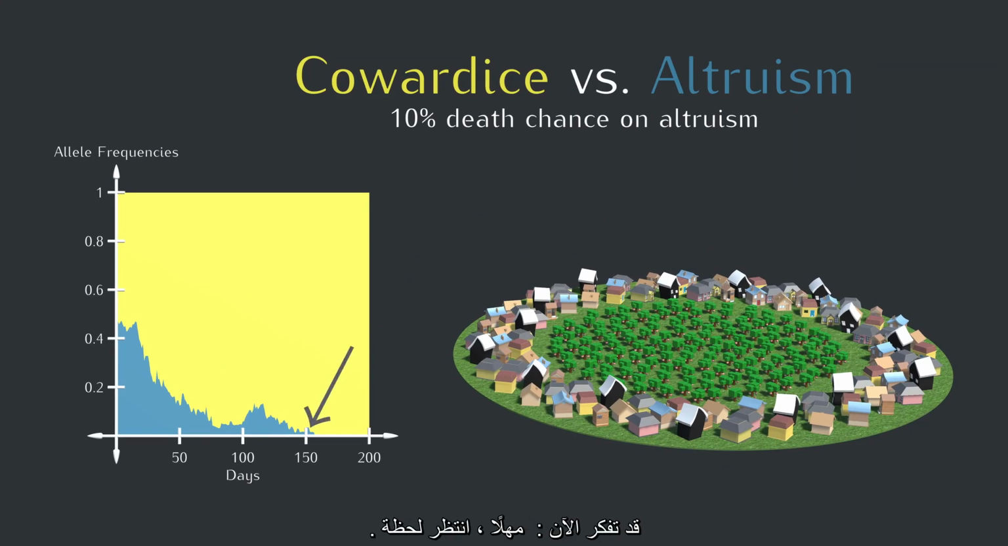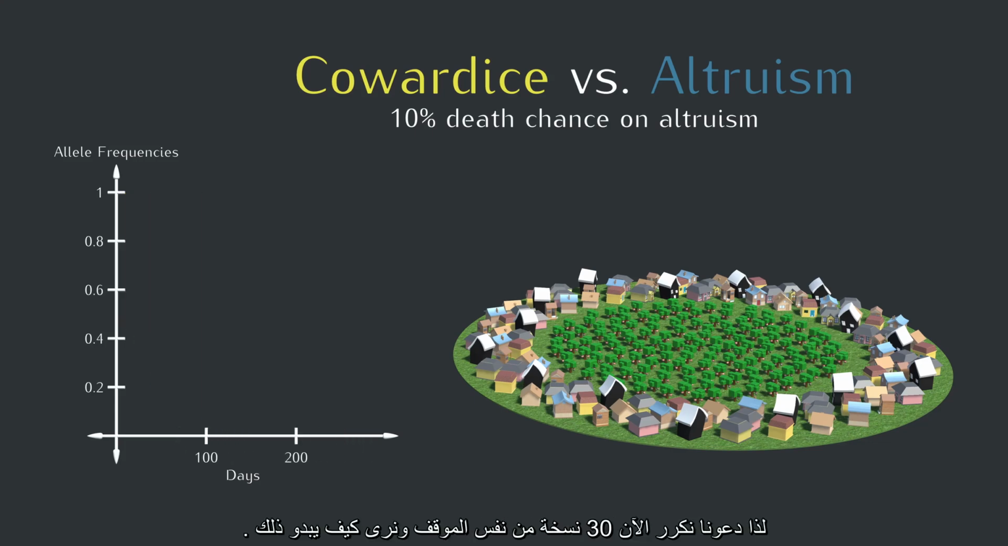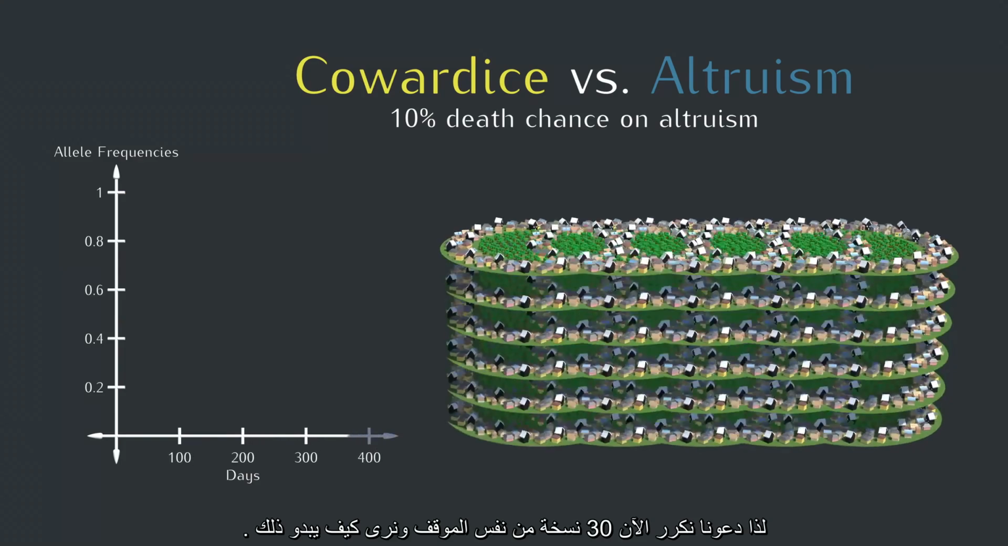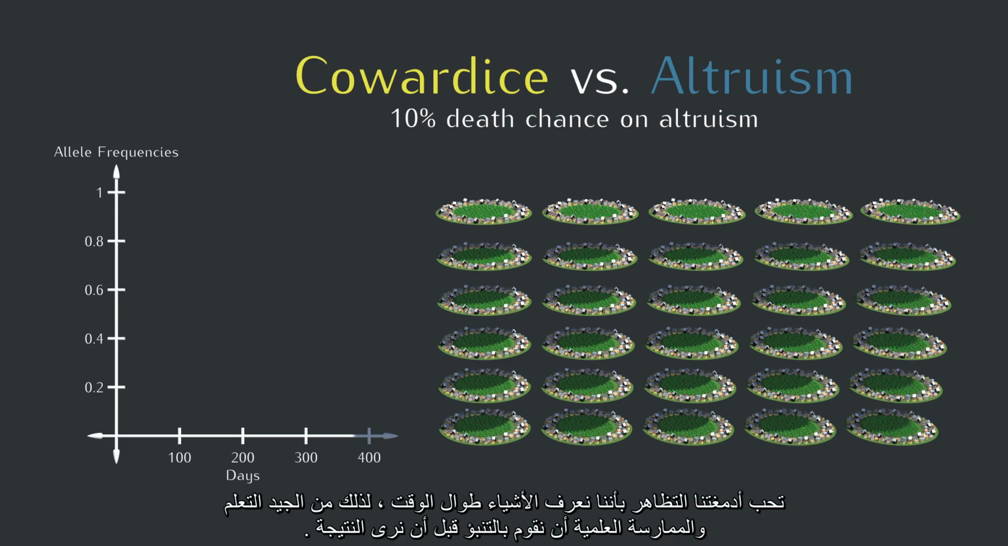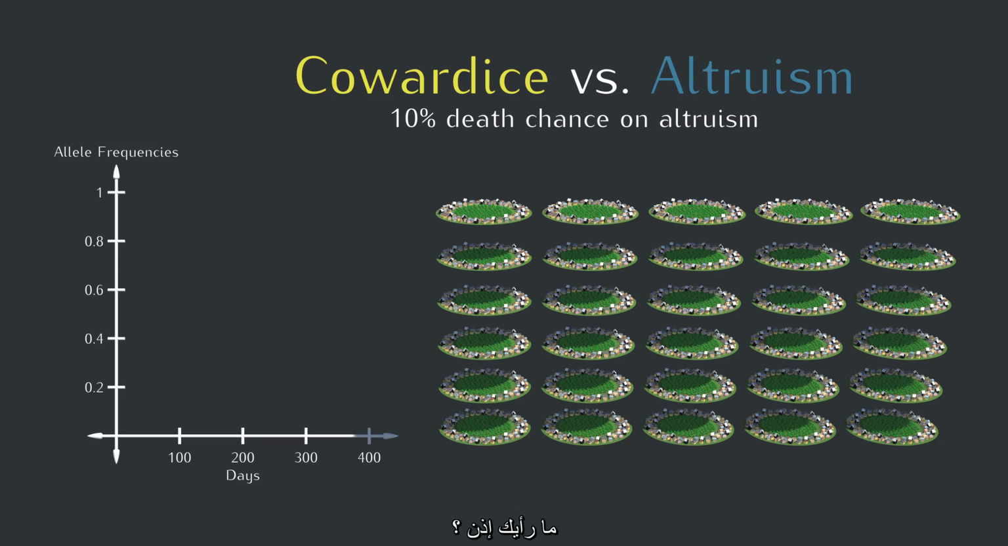Now you might think, hey, wait a minute, we only tried this once, maybe it'll do better some of the time? And yeah, that's a great point. So now let's repeat 30 versions of the same situation and see how that looks. Predict ahead of time what you think will happen. Do you think the altruism allele will always go extinct? Or maybe the first run was a fluke and the altruism allele will actually increase in frequency more often than not. Our brains like to pretend we knew things all along, so it's good learning and science practice to make a prediction before you see a result. So, what do you think?